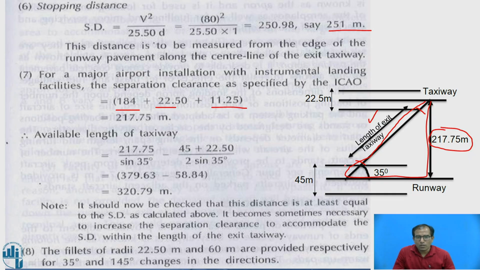Now, the length of the taxiway is from here to here. It means we need to deduct these two opposite the hypotenuse parameters here, one over here and another over here. So how to deduct these two triangles, that is, two hypotenuse triangles we have to deduct from this to get the length of the exit taxiway.